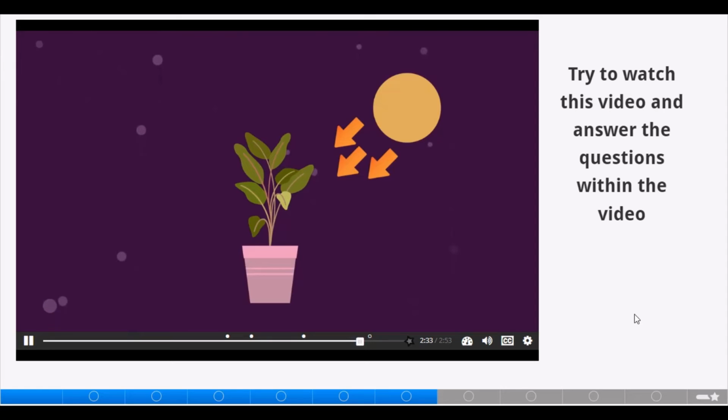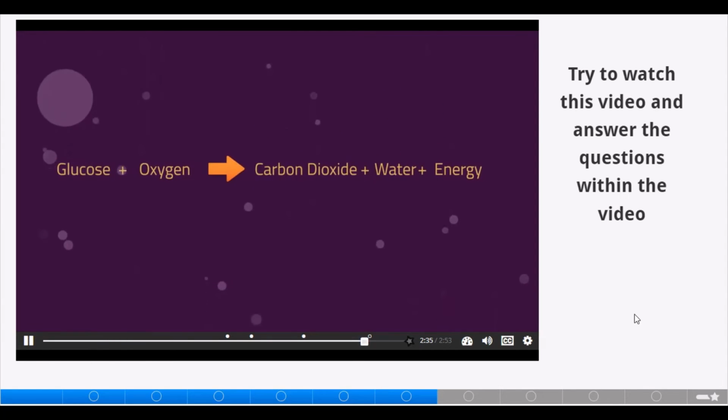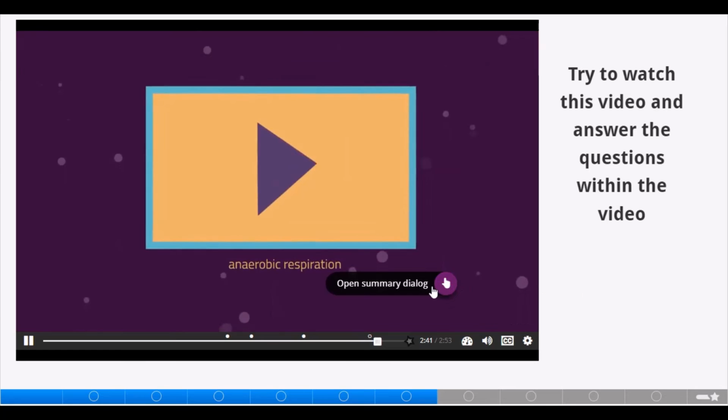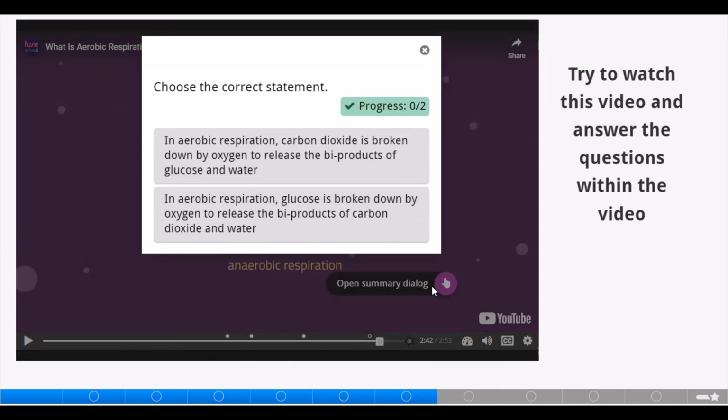You just need to remember that glucose is broken down in the presence of oxygen to release carbon dioxide, water, and energy. In the next video, we will have a look at a summary of what we have learned.